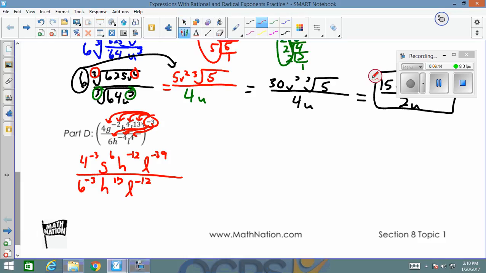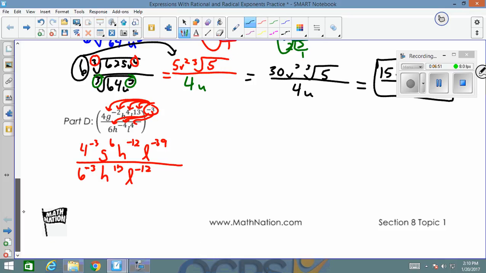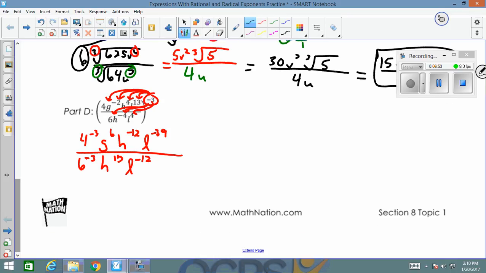Okay? Remember, when we have a negative exponent, it's going to flip to be a positive. So this is really saying that it's going to be 6 to the third on the top, and 4 to the third on the bottom. And we subtract the exponents. This will say g to the 6, so g stays on the bottom.